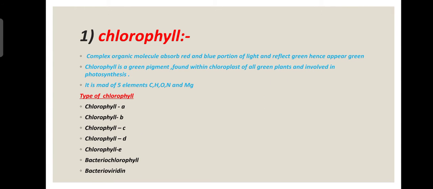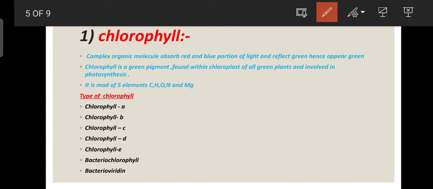So, chlorophyll. It is a complex organic molecule that absorbs the red and blue portions of light and reflects the green, hence appears green. Chlorophyll is a green pigment found within the chloroplast of all green plants and involved in photosynthesis. It is made of five elements: carbon, hydrogen, oxygen, nitrogen and magnesium.